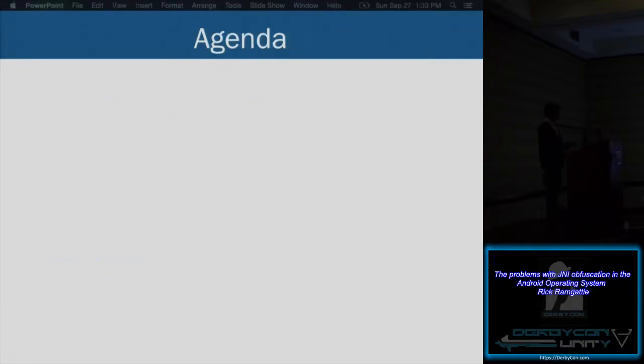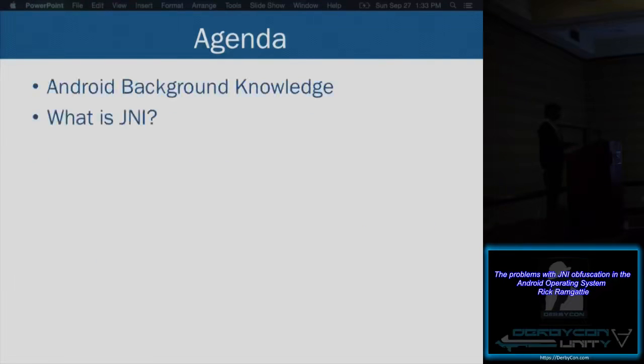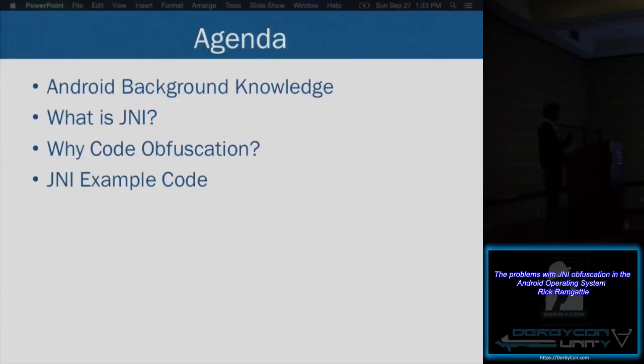I want to give the agenda so we all have an idea of what I'm going to be talking about today. So I'm going to be giving some background knowledge on Android. Then I'm going to be talking about what JNI is, what code obfuscation is. I'm going to be giving a code example so we can actually see what JNI looks like.